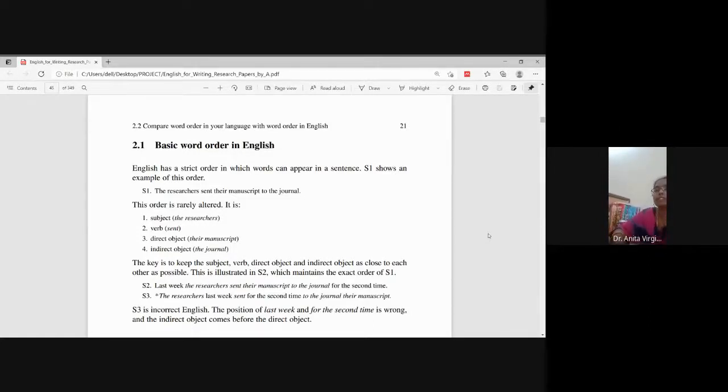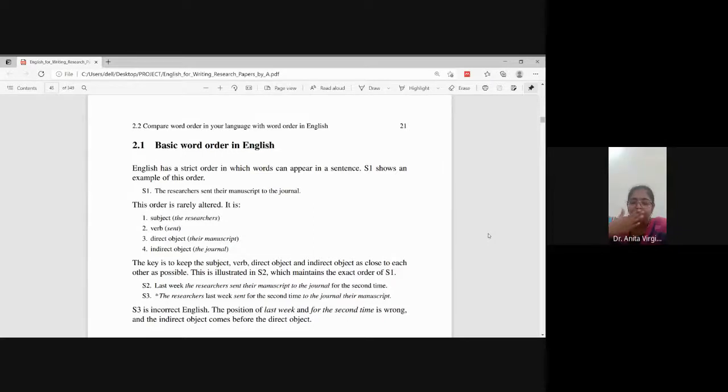Okay, so when we start with the first part, we get into the first word order, S1. We have strict word order in English, so we have to follow that strictly. I don't know whether you have heard about subject, verb, and object. Are you familiar with subject, verb, and object? Yes, ma'am.